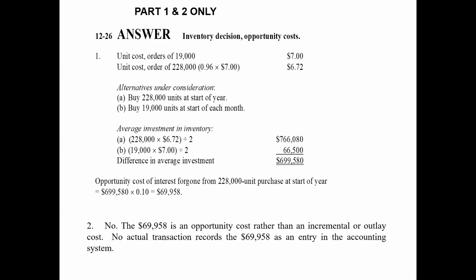So 699,580 times 10% would be 69,958. Number 2 asked, does this 69,958 opportunity cost show up on the accounting records? And the answer is no. That opportunity cost is an opportunity cost rather than an incremental or an outlay cost. We're not paying anything, we're not receiving anything. So no actual transaction records that 69,958 as an entry in the accounting system. Again, it's very important that decision makers, managers, be aware of this.